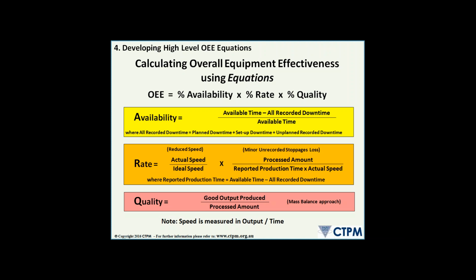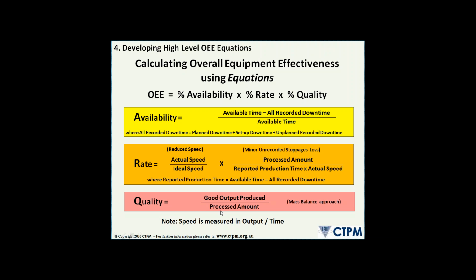And there are equations for working out availability, there are equations for working out rate, which involves both reduced speed and minor unrecorded stoppages, and there's a quality equation, which is often the simplest way of doing that with a mass balance approach. Now, what we find is because we're multiplying these three things together, as we learned in our days of algebra or sums at school, if we have the same item on the top of the equation and on the bottom, we can eliminate it.